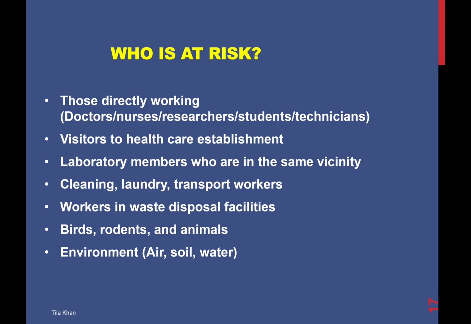There is a confusion on who is at risk of laboratory acquired infections. Laboratory acquired infections can happen in those who are directly working with human or animal samples, as well as human cell lines, such as researchers, students, technicians, as well as those who are visiting hospitals and collecting samples, meeting doctors, etc. Laboratory members who are in the same vicinity are also at risk of infections. So even if you are not working with human or animal derived samples or human cell lines, and your lab mate is working, you are also at risk of infection since you are in the same vicinity.